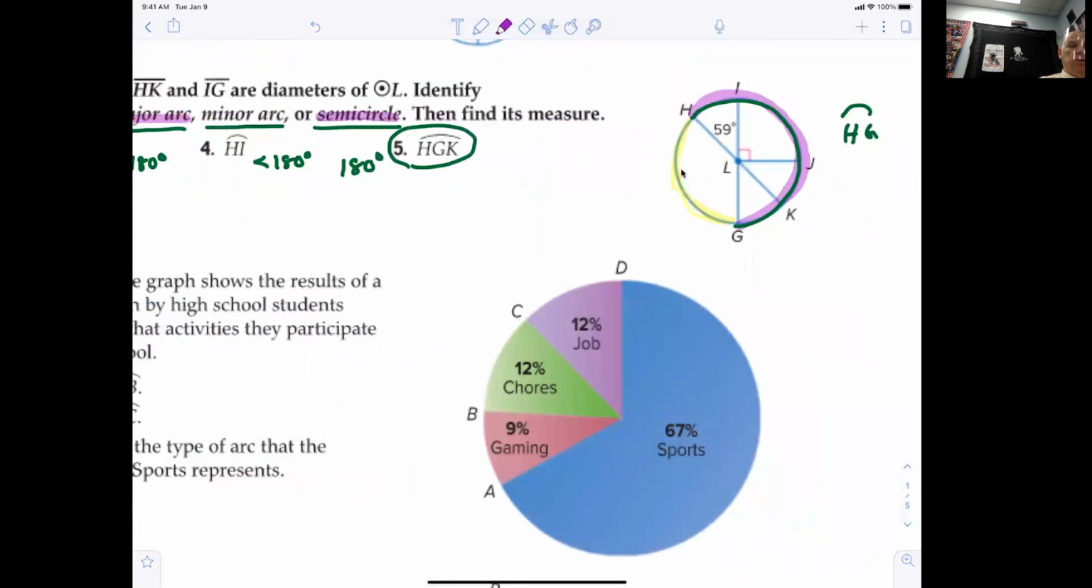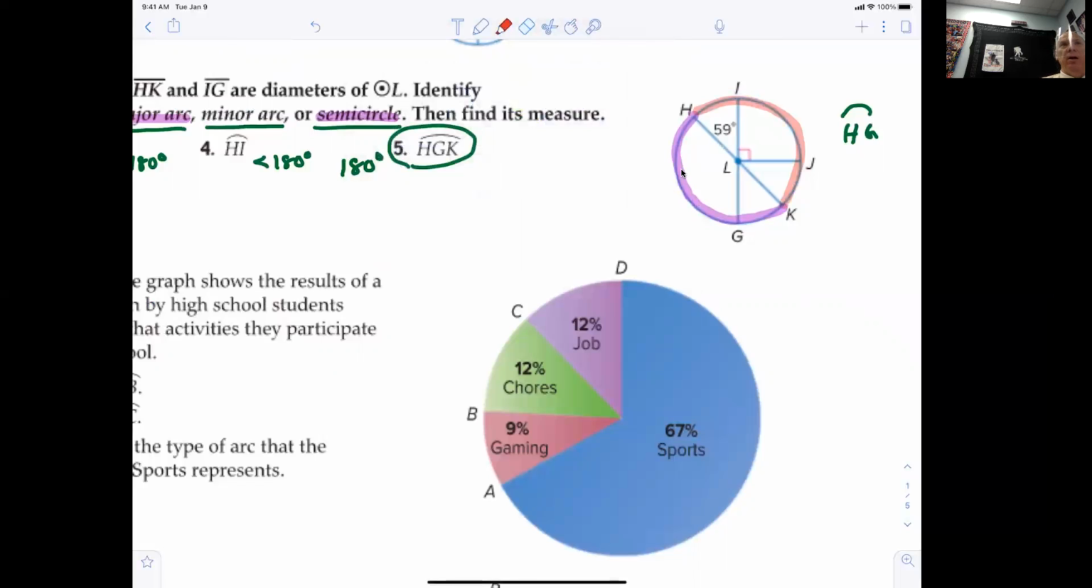Because if I wanted semicircle HK, you either have this HK over here. Let me erase that again. You could either be talking about this part of the circle, or you could be talking about this part of the circle. That's why you use 3 letters. Does everybody agree with that? All right. So again, very, very simple.